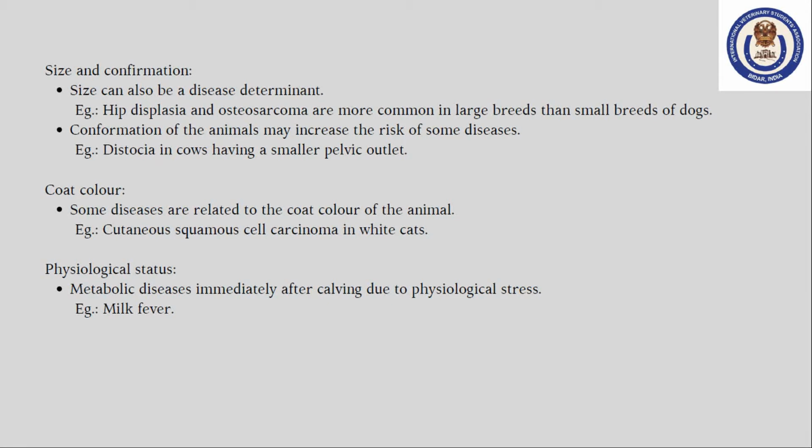Next is the coat color. Coat color can also influence some diseases in a few animals. Like in white cats, there is a higher incidence of cutaneous squamous cell carcinoma. This is because white cats lack pigmentation, which protects them from the carcinogenic effects of UV light. Therefore, they are at a higher risk of cutaneous squamous cell carcinoma.